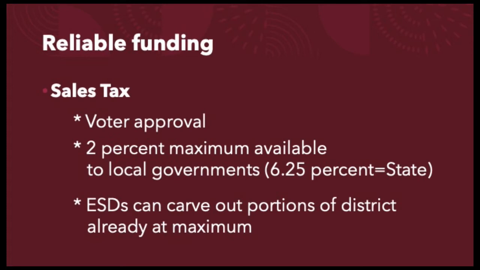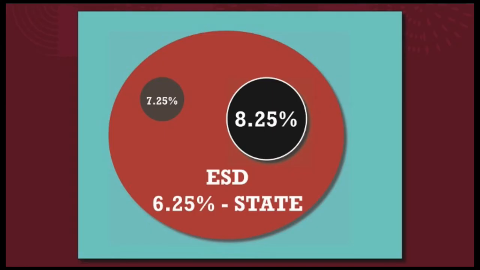But because the legislature recognizes the importance of public safety, ESDs can carve out areas at the maximum and still receive sales tax revenues. Let's look at an example. In this example, the ESD is in the orange area. Since they're in Texas, all businesses in the ESD are collecting the 6.25% sales tax on taxable purchases. That goes straight to the state.